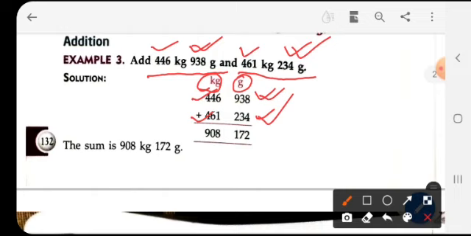And then simple addition is done. So 8 plus 4 is 12, 2. Carry 1 over here. 3 plus 3, 6 plus 1 is 7. 9 plus 2 is 11. Write 1 here. Carry 1 over here. 6 plus 1 is 7 and 1 8 is 8 here, and in this way you complete it, and the answer now is 908 kilograms 172 grams. If you do the sum in this way, it will be easier for you to write the units.